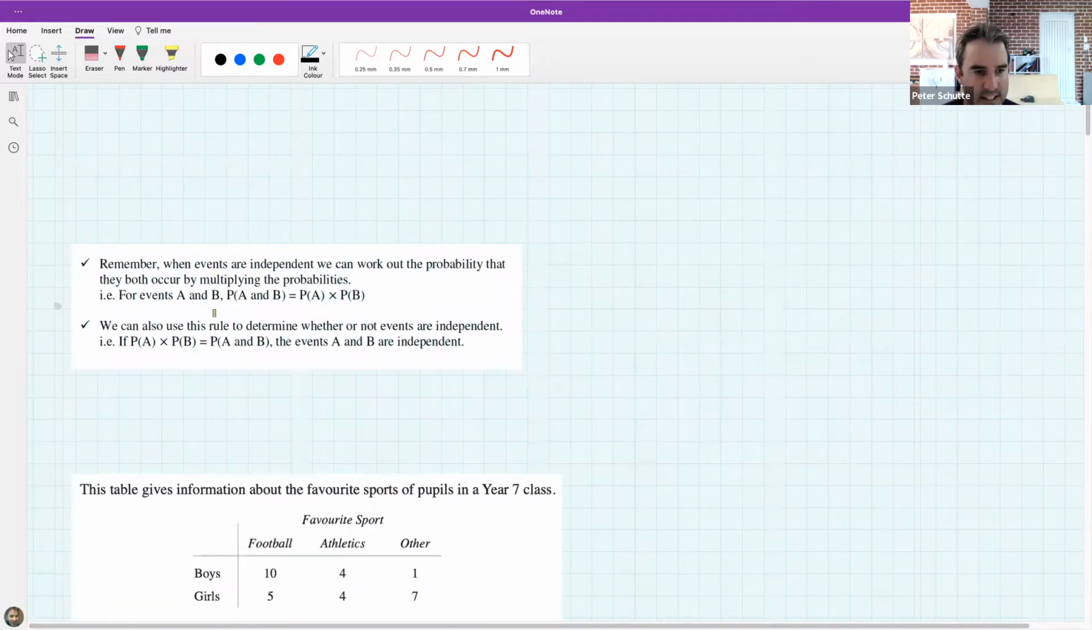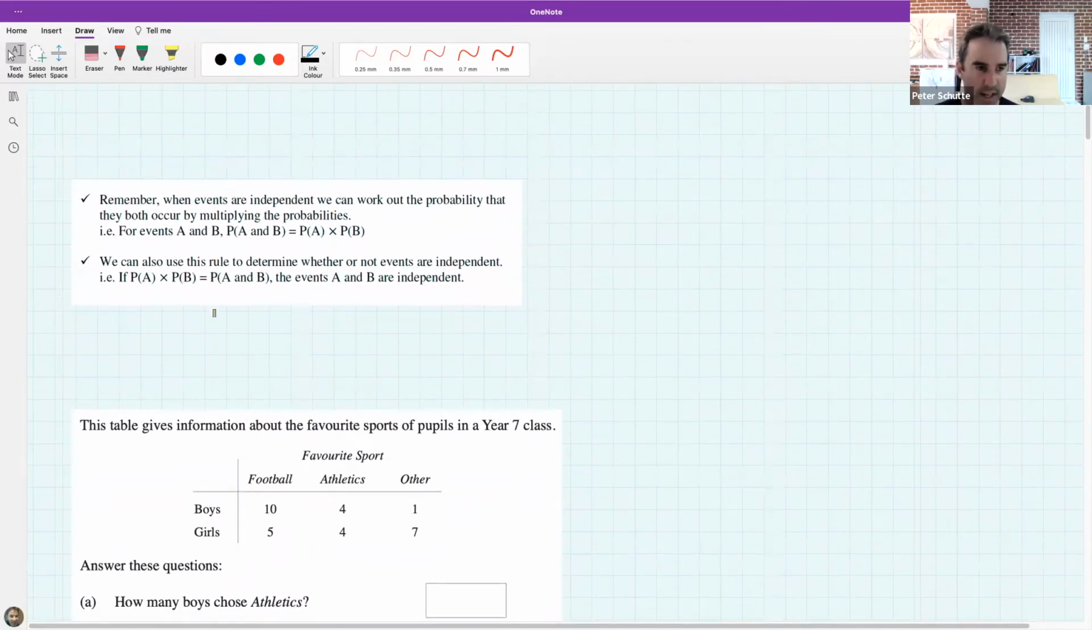The identities that we look at: if we know that events are independent, we can use this formula, this placeholder. And if we're trying to prove that events are independent, then we need to show that this is actually true. Now, the A and B are just placeholders. They just represent events, and that will become a bit clearer to you throughout today.